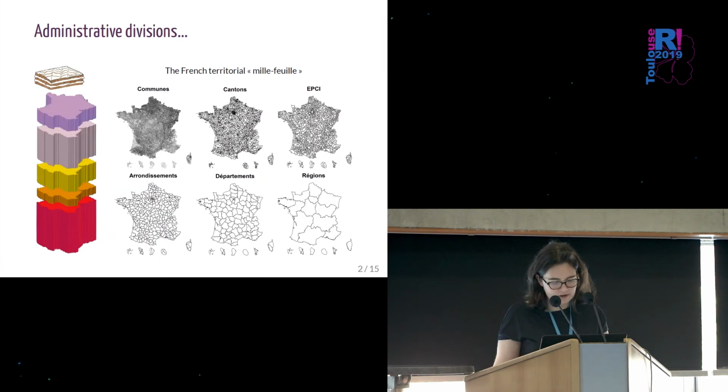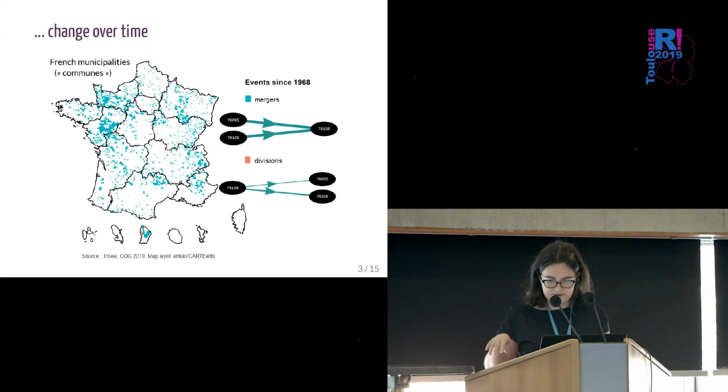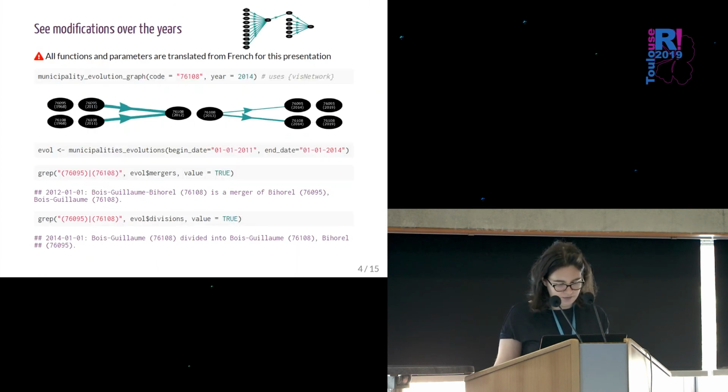So in France, there are lots of administrative divisions that fit into each other. This is what we call the French territorial millefeuille, which is the cake at the top left of the slide. The smallest are the communes, the municipalities, and the biggest are called the régions, at the bottom of the slide. These administrative divisions change over time. Here you can see in blue the French municipalities that have gathered with other ones during the last 50 years. And a small number of them have also separated, in pink. This evolution of municipalities is tricky when you want to compare data produced at two different dates.